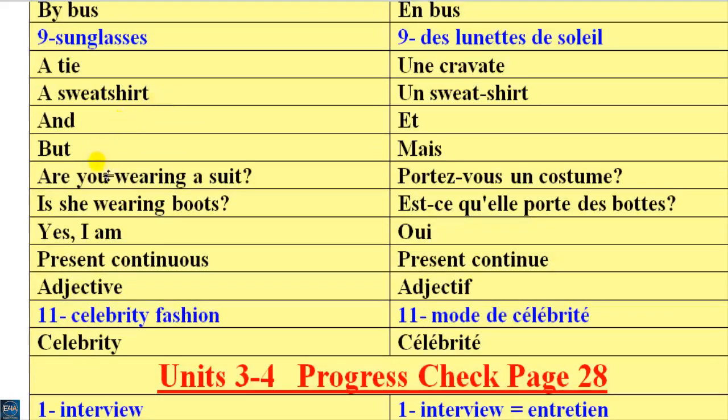And, but. Are you wearing a suit? Is she wearing boots? Yes, I am. Present continuous. Adjective. 11. Celebrity fashion.